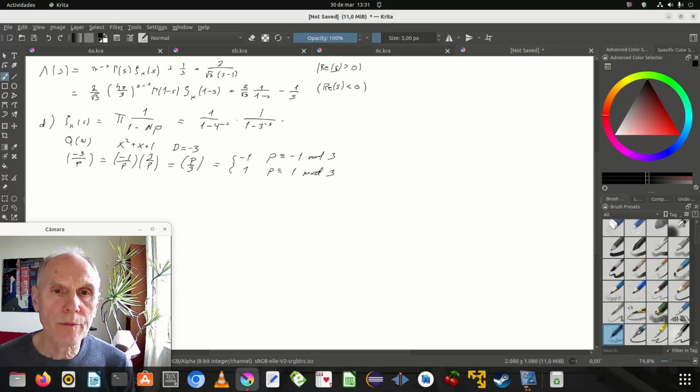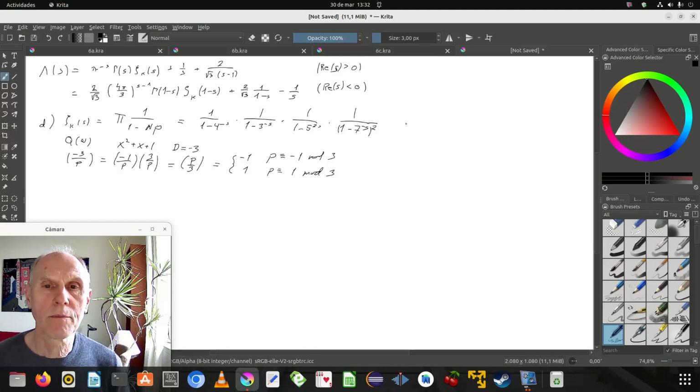And that means that 5, we are here, it's inert. Seven splits. So there are two ideals with norm 7. So it's squared. Etc.